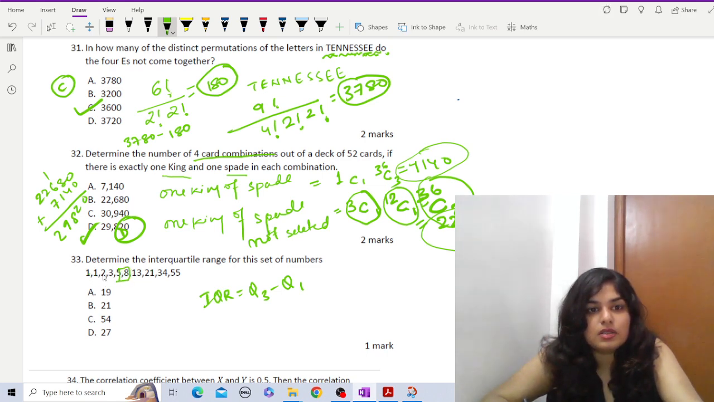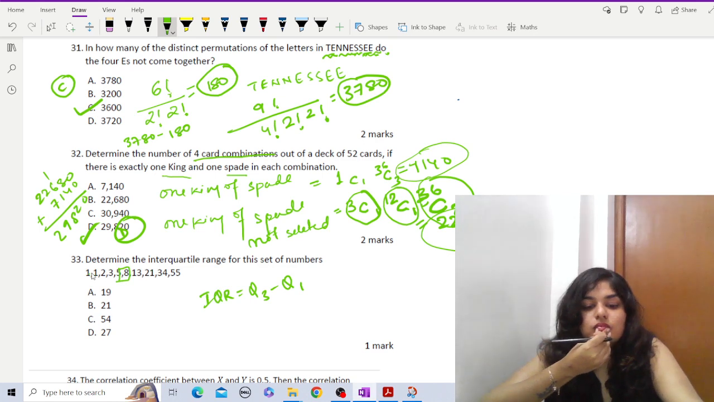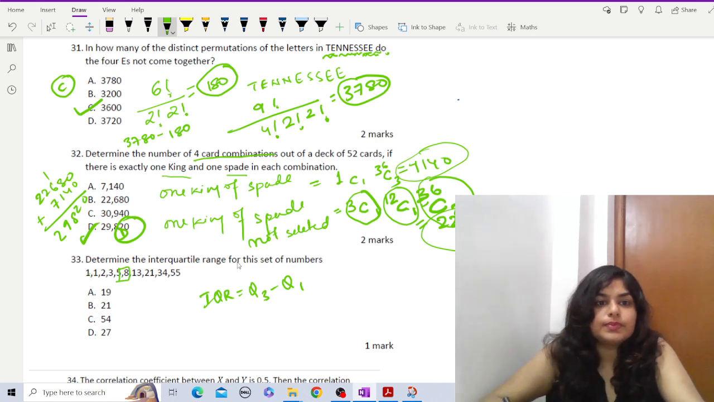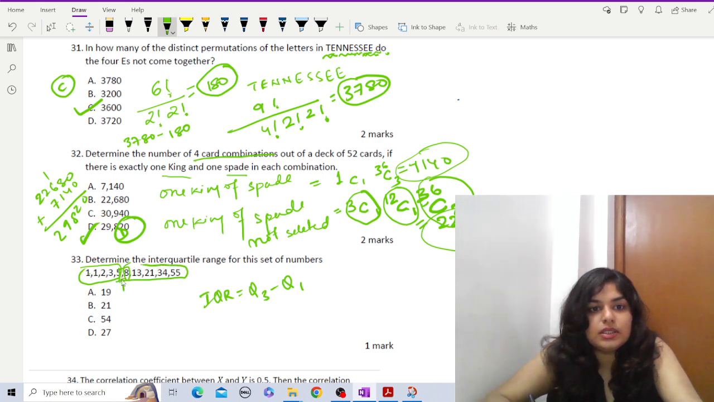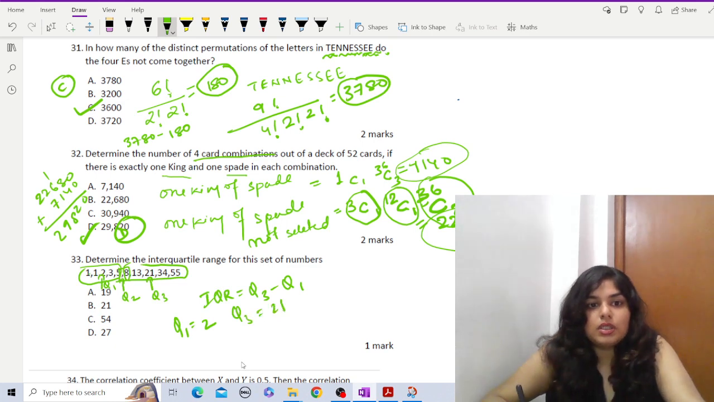So in between this, the middlemost observation, if we divide it into two sets, this is one set and this is another set. The middlemost here is Q2. So of course the middlemost among this is Q1. So I can write down Q1 is 2. And the middlemost among this is Q3. That is 21. Q3 is 21. Right? So IQR is equal to 21 minus 2 is equal to 19. And that is A. Option A is the correct answer.